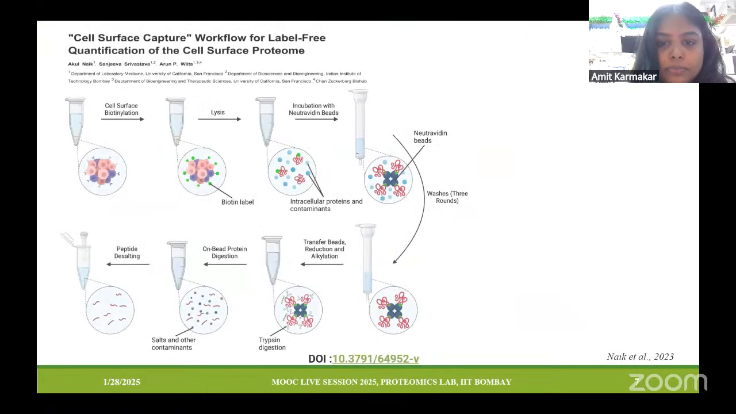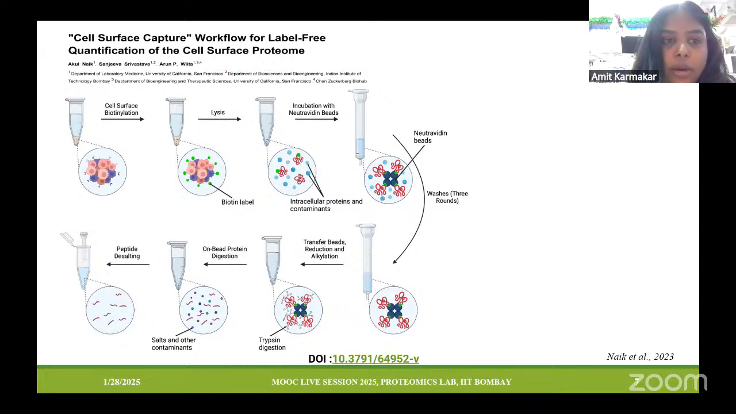All right. Now, in this session, we're going to talk about how to study all the surface markers at a go. So, cell surface proteomics is an advanced technology that helps us to study all the surface proteins that are present on the surface of a particular cell in one go, rather than going and studying them one by one.